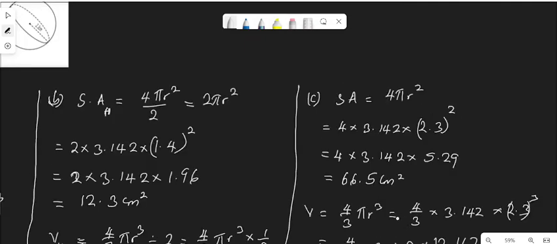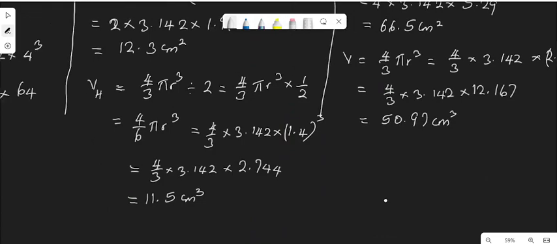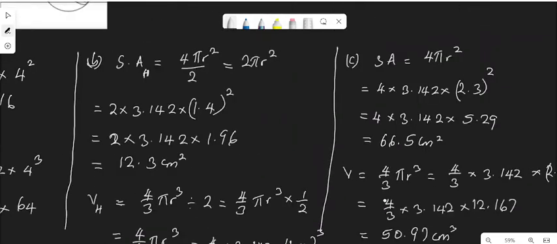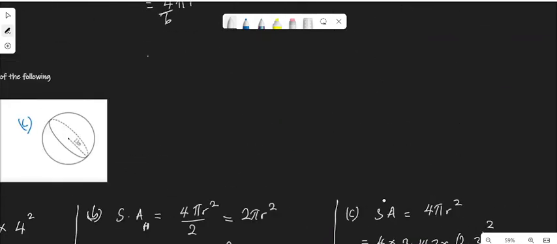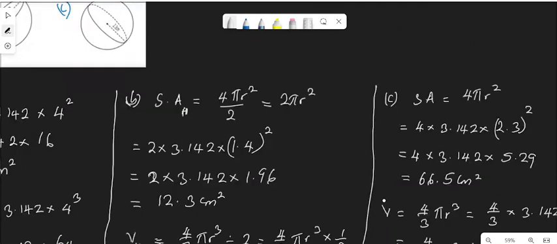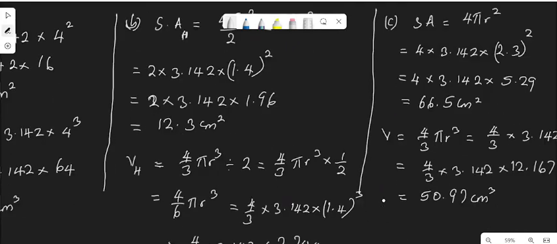And that brings us to the end of this lesson on the volume and surface area of a sphere and hemisphere.